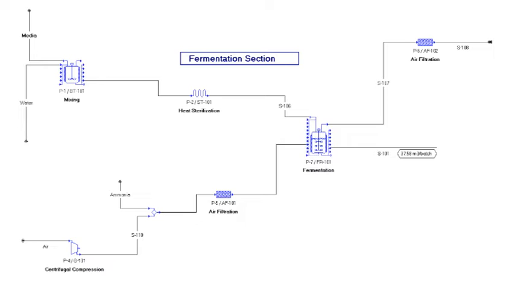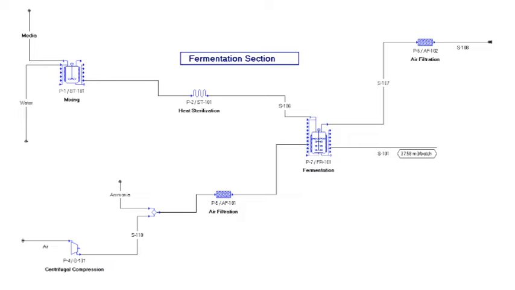Fermentation section. Operation Unit 1: Blending Stainless Steel Tank, BT101. In this operation, the fermentation media are prepared by a uniform mixture of two or more components.